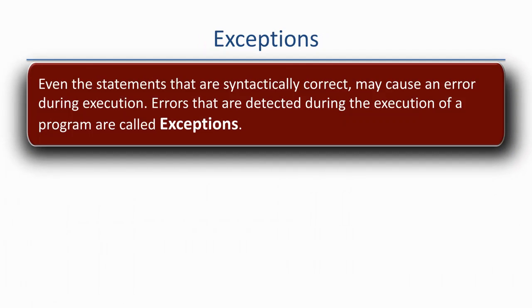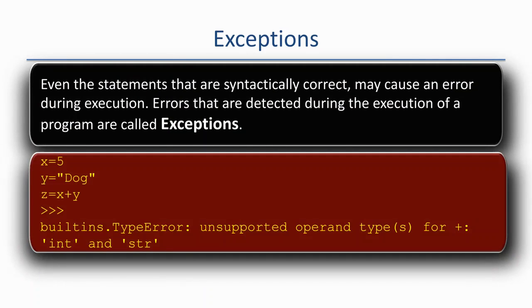Even the statements that are syntactically correct may cause an error during execution. Errors during the execution of a program are called exceptions. Here is an example. The first line of this program says x equal 5. The second line, y is equal dog. And the third line says z is equal x plus y. Even though all three lines are syntactically correct, if you try to run this program, you get an error.